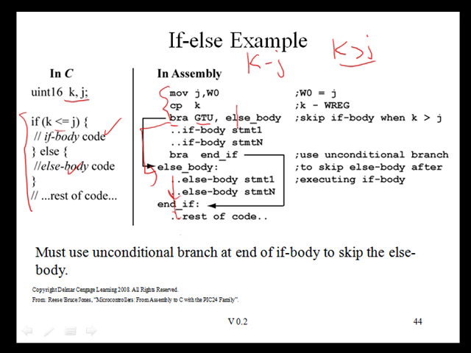If this branch is not taken, then that means that k is less than or equal to j. We will execute the if body statements, and then we're going to need this unconditional branch to end if, that's going to skip around the else body and pick up execution at the rest of this code following our if statement.